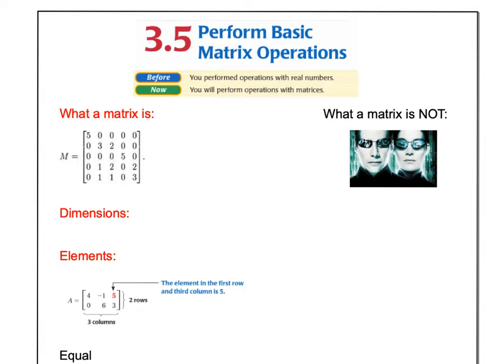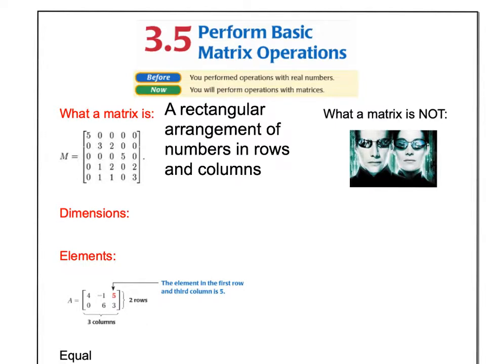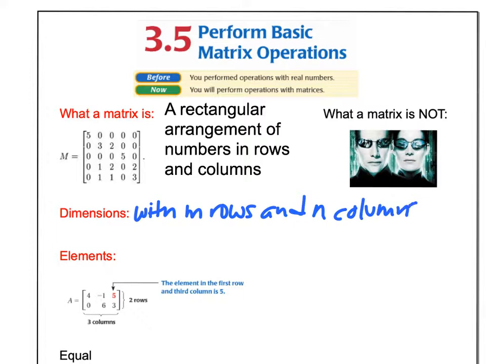A matrix is a rectangular arrangement of numbers in rows and columns. The dimensions of a matrix are talking about how many rows there are versus how many columns there are. So we say the dimension is with m rows and n columns. And we write this as an m by n. It looks like a times sign, but we read it m by n.